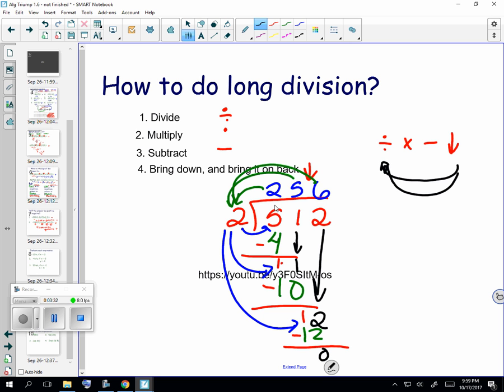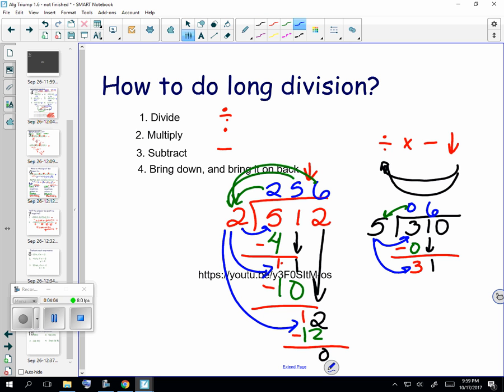Try another one. 5 is your divisor into your dividend, 310. Divide. 5 goes into 3 0 times. 0 times 5 to check what we used is 0. Subtract. 3. Bring down the 1. Bring it on back. Divide.